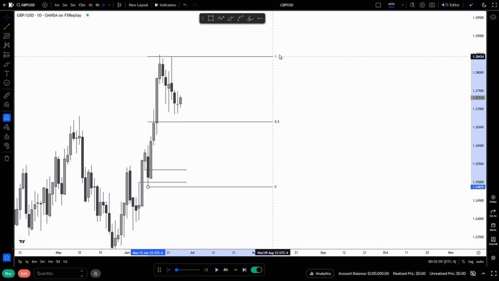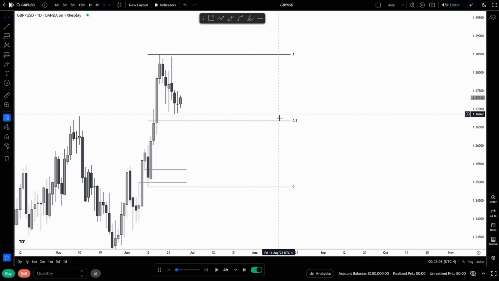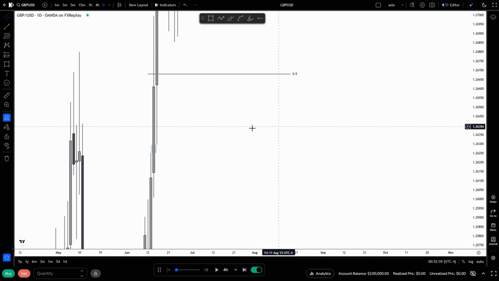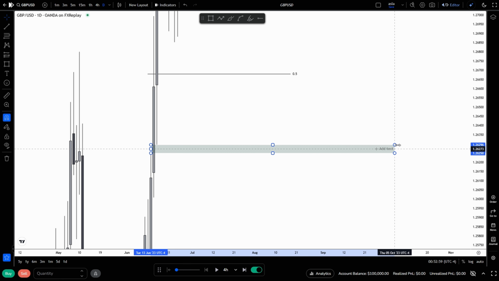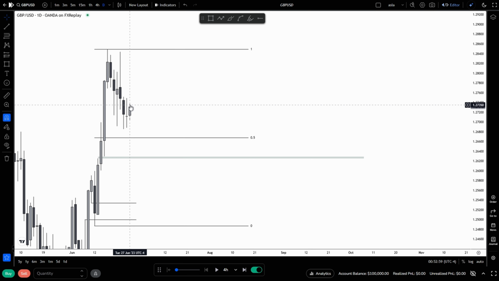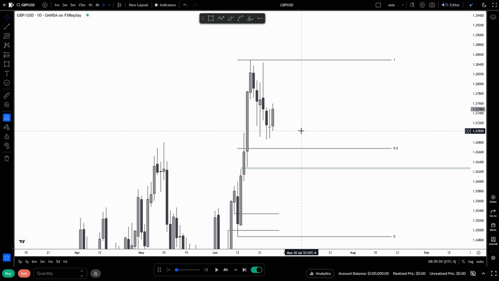And now I want to ask a very important question. If price is going to retrace into discount, do we have a PD array in discount that price can draw into? Yes, we do. We have a small fair value gap sitting in the discount area, and that becomes our point of interest.